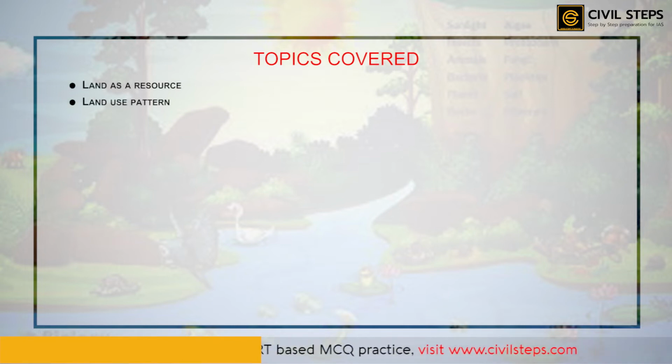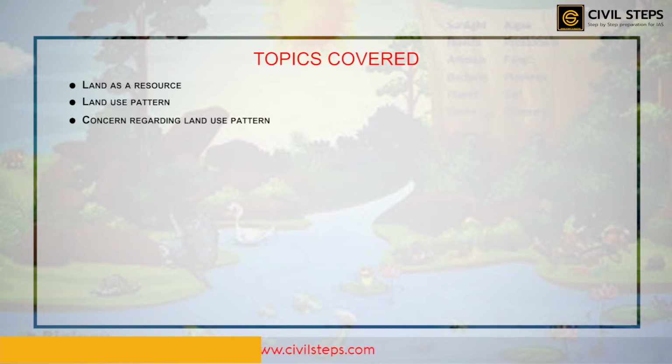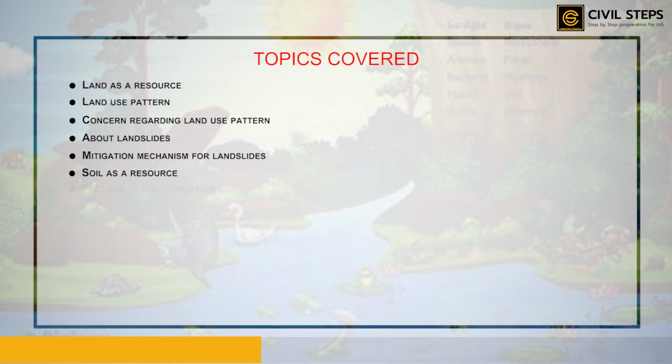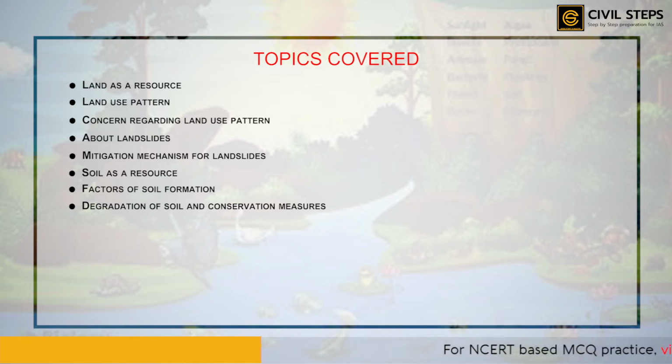Second, the land use pattern. Third, concern regarding the land use pattern. Fourth, about the landslides. Fifth, the mitigation mechanism for landslides. Sixth, soil as a resource. Seventh, the factors of soil formation. Eighth, degradation of soil and conservation measures.